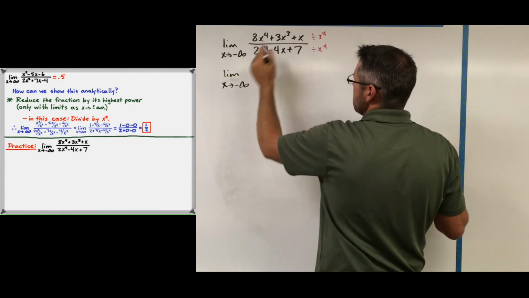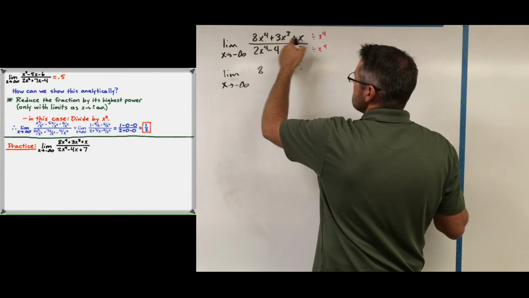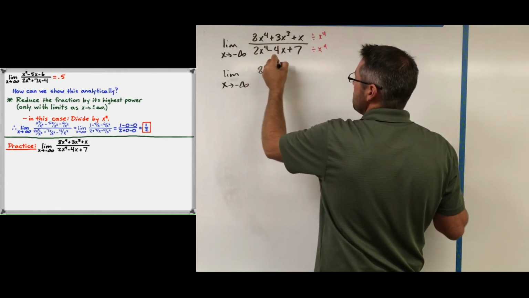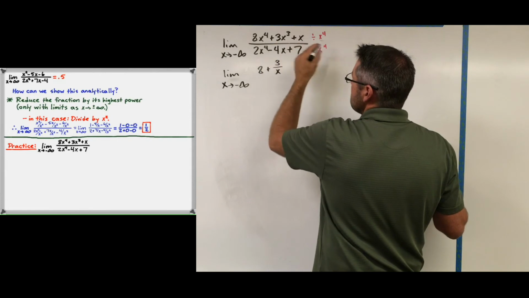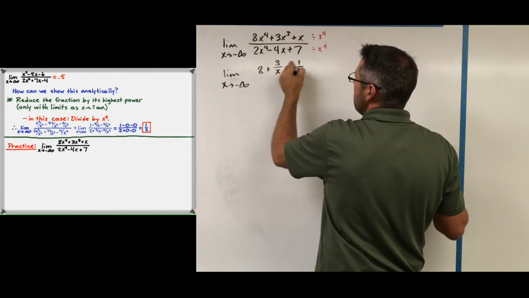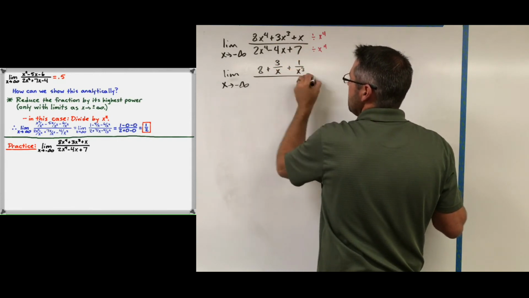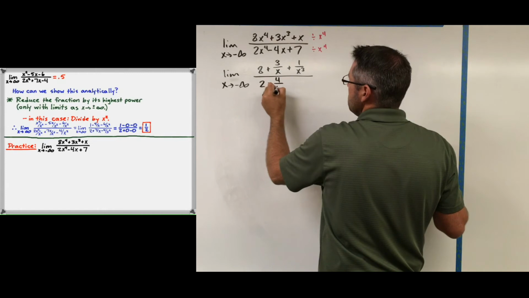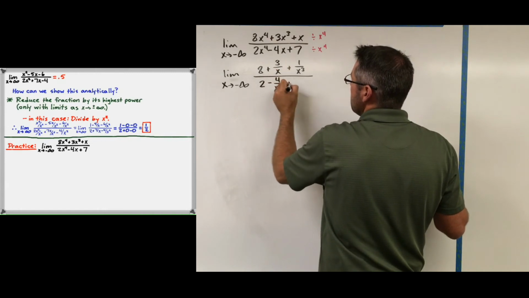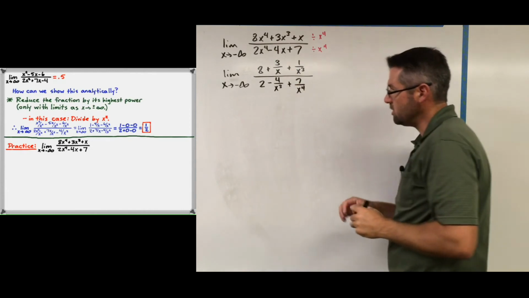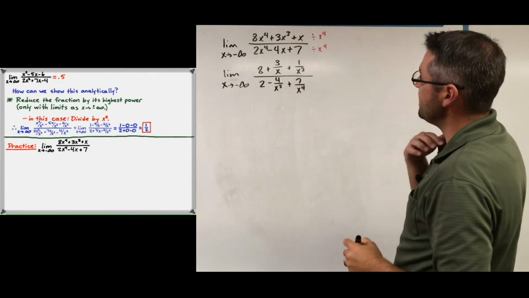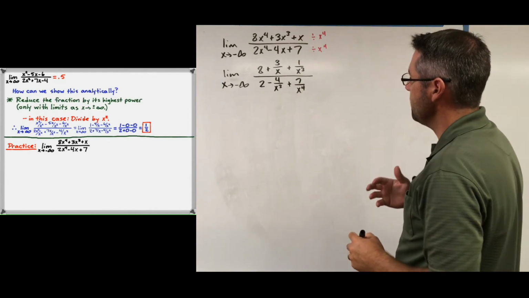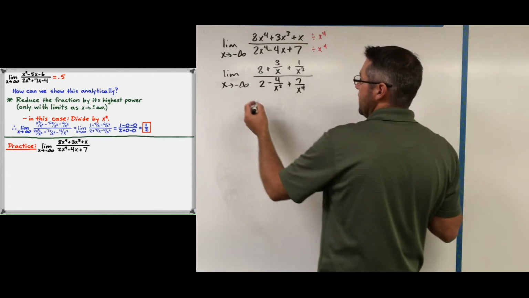8x to the 4th divided by x to the 4th is 8. 3x to the 3rd divided by x to the 4th is 3 over x. And then x over x to the 4th is 1 over x cubed. And then the bottom, the x to the 4th is reduced, so you got 2 minus 4 over x cubed, plus 7 over x to the 4th. Okay, so there I rewrote it in a different way, and then I'm going to go ahead and substitute now.